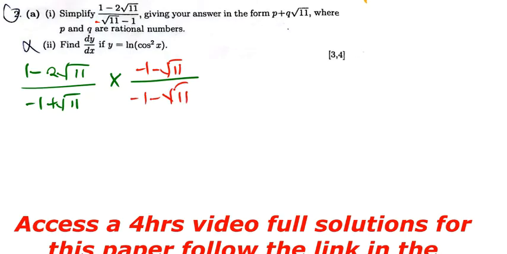So if I multiply, I can clearly say that 1 times negative 1 is negative 1. 1 times negative root of 11 is negative root of 11. 2 root of 11 times negative 1, negative and negative will cancel, and I'll end up having positive 2 root of 11. Then those two, if I multiply, I'll end up having 22 perhaps. So I divide this.